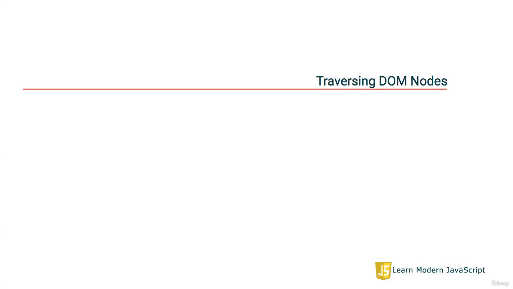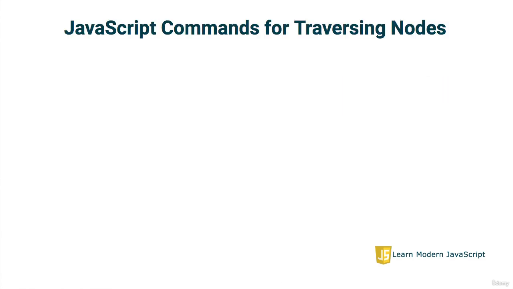There are times that once you've retrieved a node from the DOM, you need to be able to traverse the DOM from that node. In other words, move to a different node, a parent node, a child node. In this video, we're going to look at the JavaScript commands that allow you to do that.